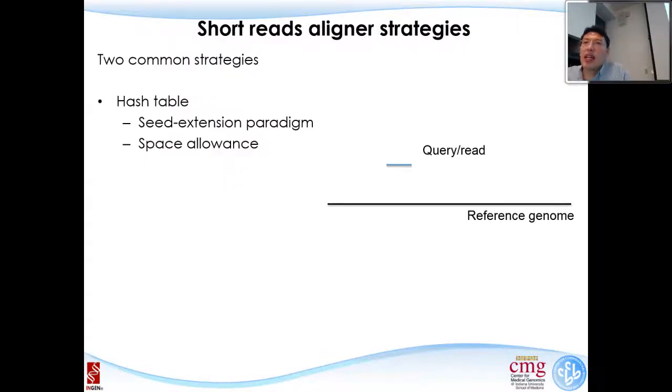So now let's go through the short alignment strategies. There are two common strategies. The first one is still dictionary based or hash table based. This is called the seed extension paradigm, and in many cases gaps are allowed. Here is how it works. You have a reference genome, and then you have the query, which is the sequence you're interested in, right? If I build a 100 base dictionary, it is too big. That would be four to the power of 100, which is way too big.